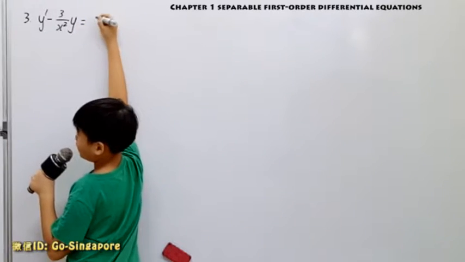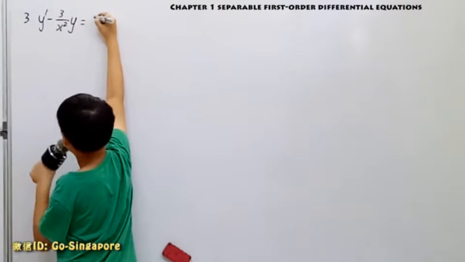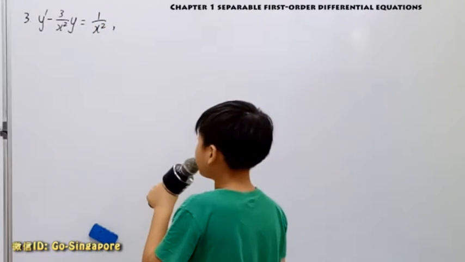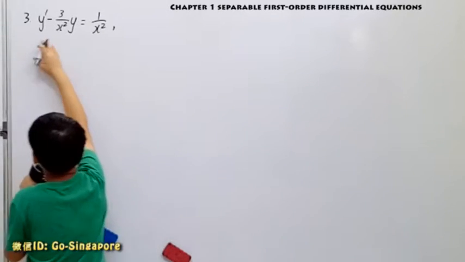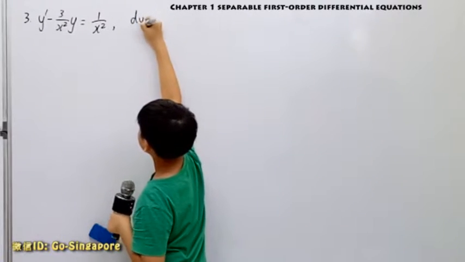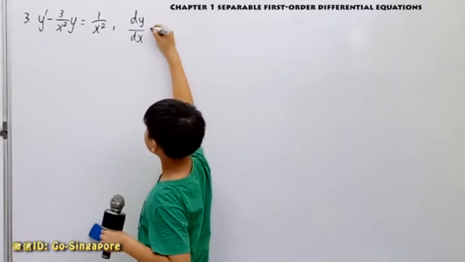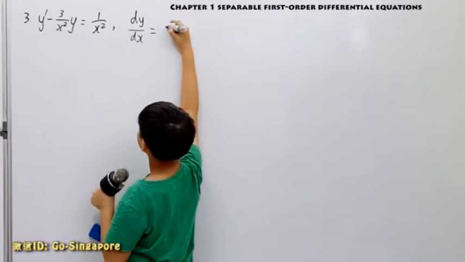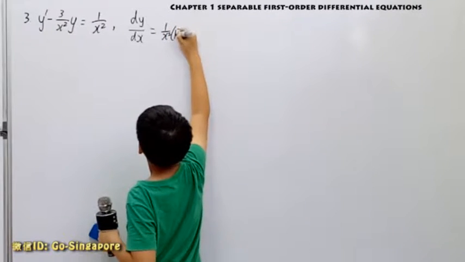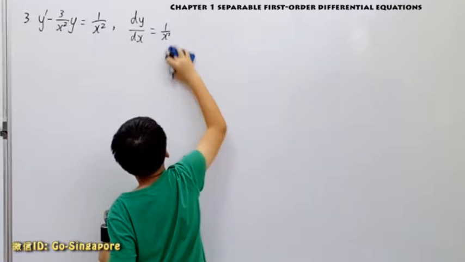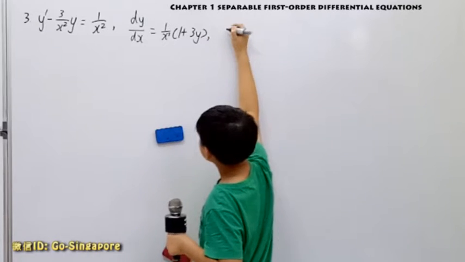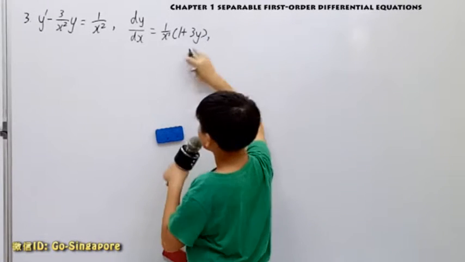And this third question is y prime minus 3x squared y, and this is equal to 1 over x squared. So for this, obviously the same, change the y prime to dy dx. Move this to the other side. Divide this to the other side.